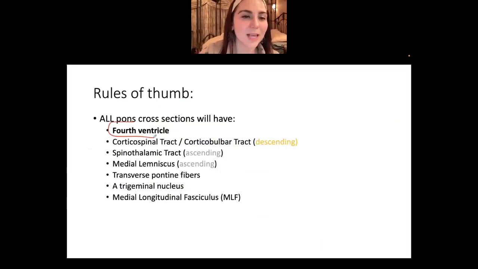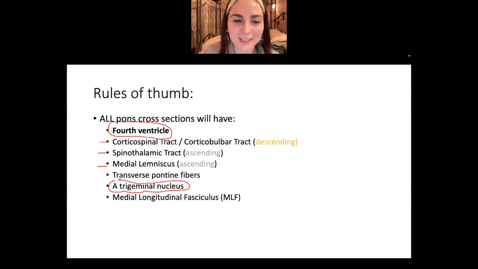But here are your rules of thumb for the pons. All pons cross sections will have the 4th ventricle. So just like all midbrain cross sections are going to have your cerebral aqueduct, all pons cross sections will have a 4th ventricle. And then you'll always see the long tracts: corticospinal, spinothalamic, medial lemniscus. You'll see some transverse pontine fibers. These are just really easy to point out on cross sections.